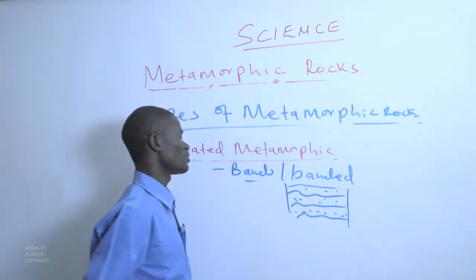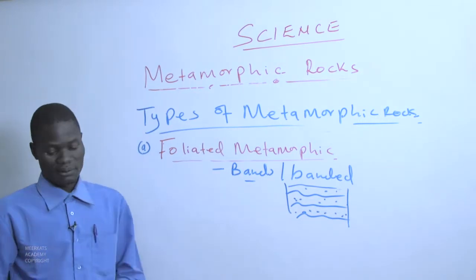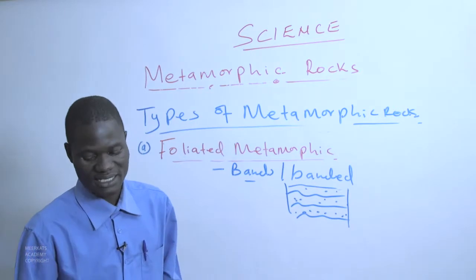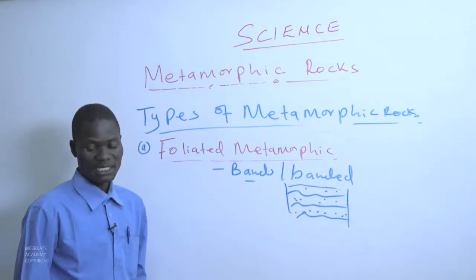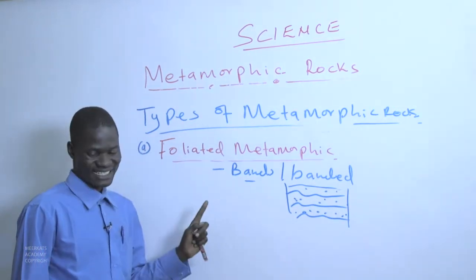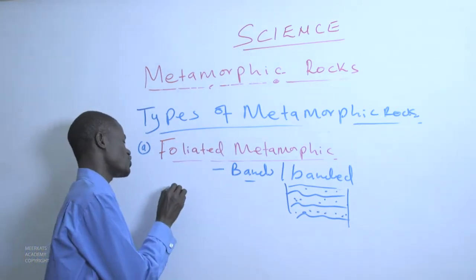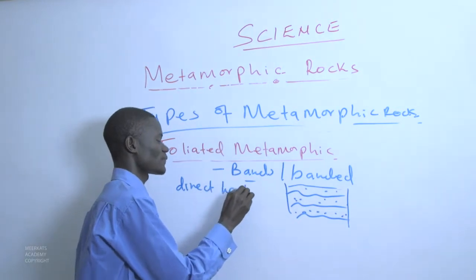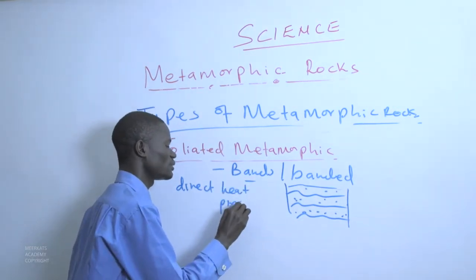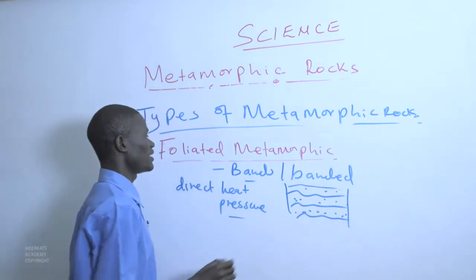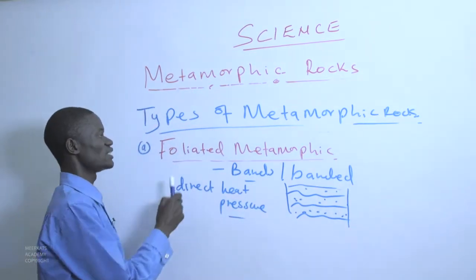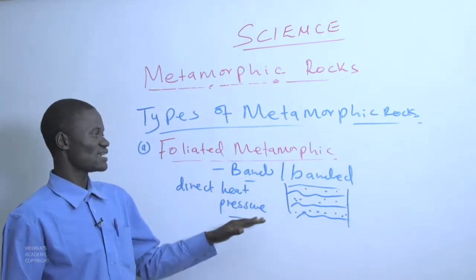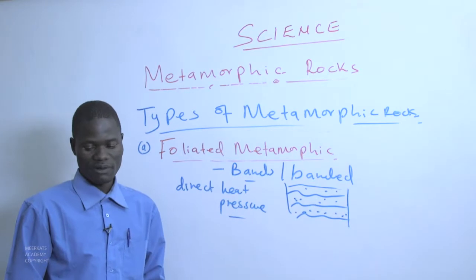This is where we call them the foliated metamorphic rocks, and they have been produced as a result of being exposed to direct heat and pressure. When you expose them to direct heat and also direct pressure, they will result in foliated metamorphic rock, and this gives us a type of metamorphic rock.